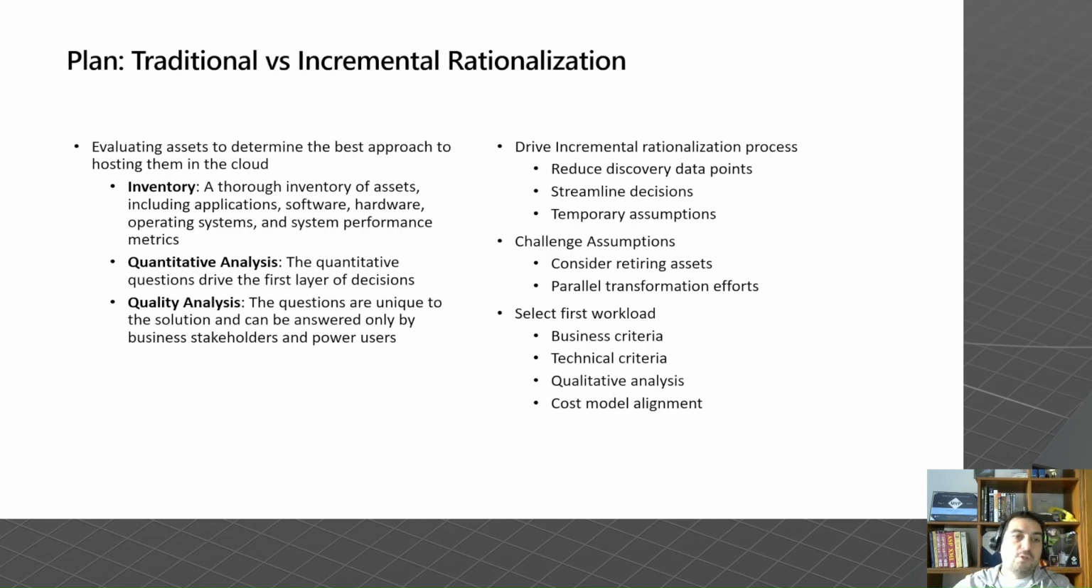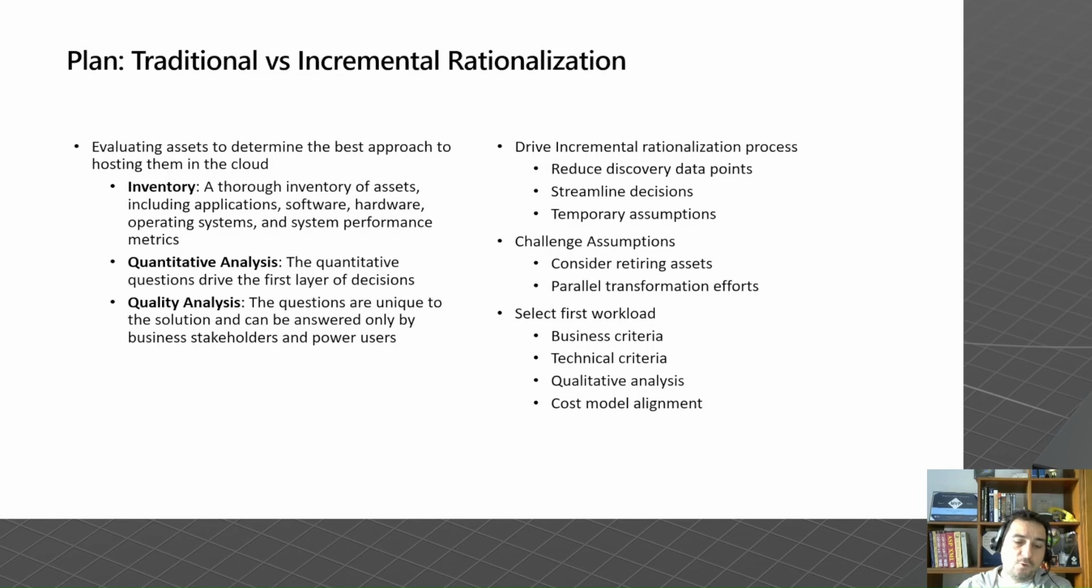So we need to do quantitative and then qualitative analysis, right? And usually the quantitative kind of brings us to the first layer of decisions, what to do with that specific digital asset. And then the quality, it more focuses on the actual solution and what it does. So we need to go back to the application service owners, to the business owners, to power users, people that actually live with the service on a day-to-day process, right?